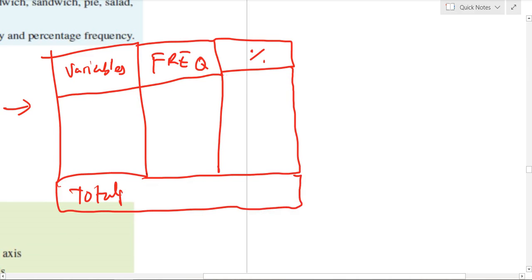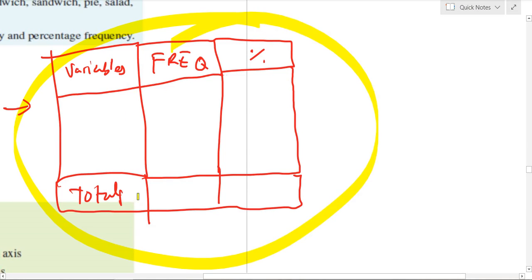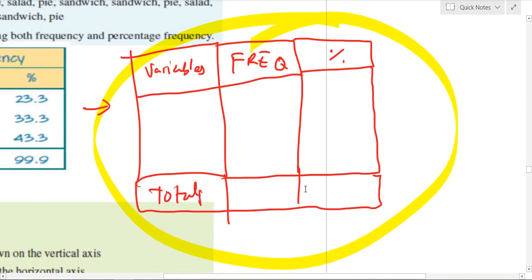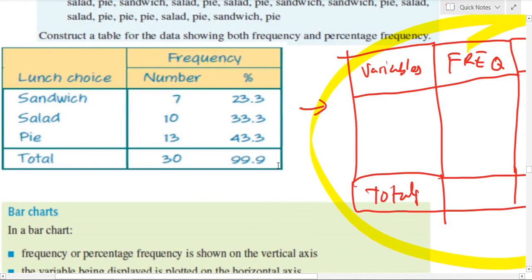This is what every frequency table that you do, whether it's in a SAC or in a test, make sure it looks like this. You've got to include all of these. What are the variables? What's the frequency for each variable? What's the percentage for each variable? And then include the totals at the bottom. If you can include these in any frequency table, then you will get full marks in your SAC.